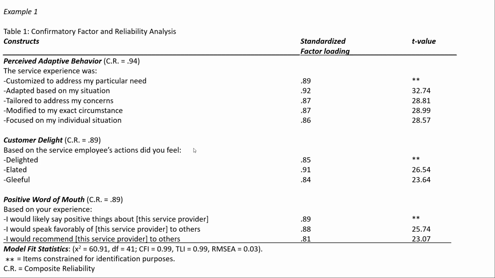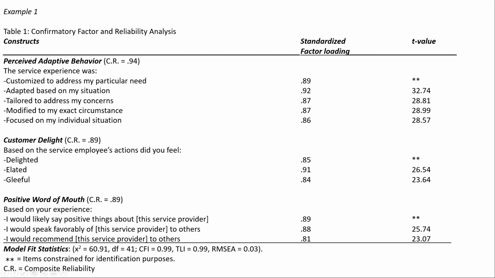If you use acronyms for anything in your table, make sure that you actually put those down as a note at the bottom, too. For instance, this was composite reliability, but I had noted, if you don't know what CR is, here's what that acronym actually means. So here's one example of this.